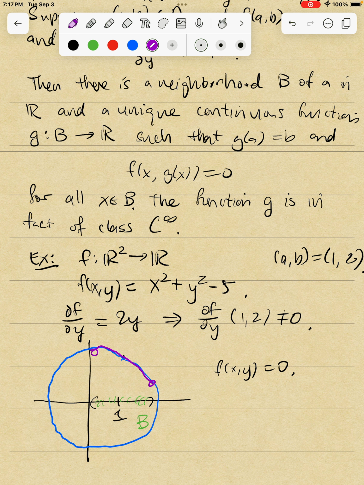So locally you can solve for y in terms of x. And in this case you can actually see what y is going to be. y is equal to the square root of 5 minus x squared on this open interval b.